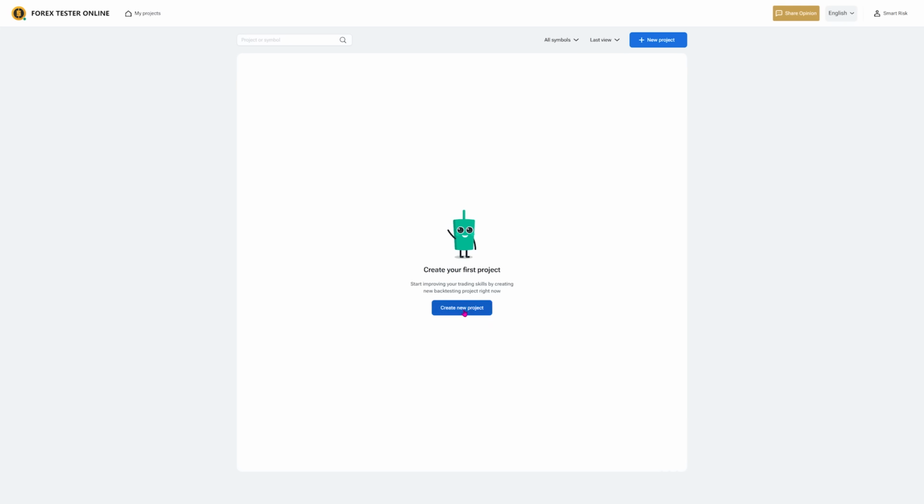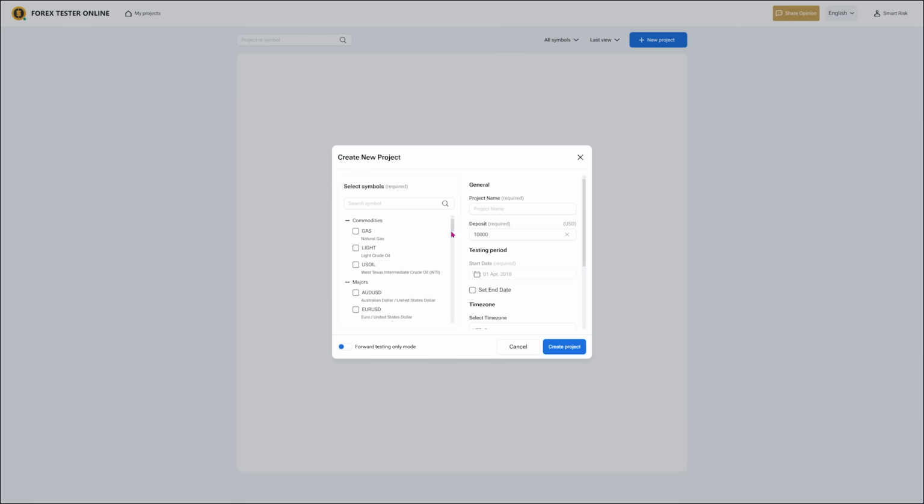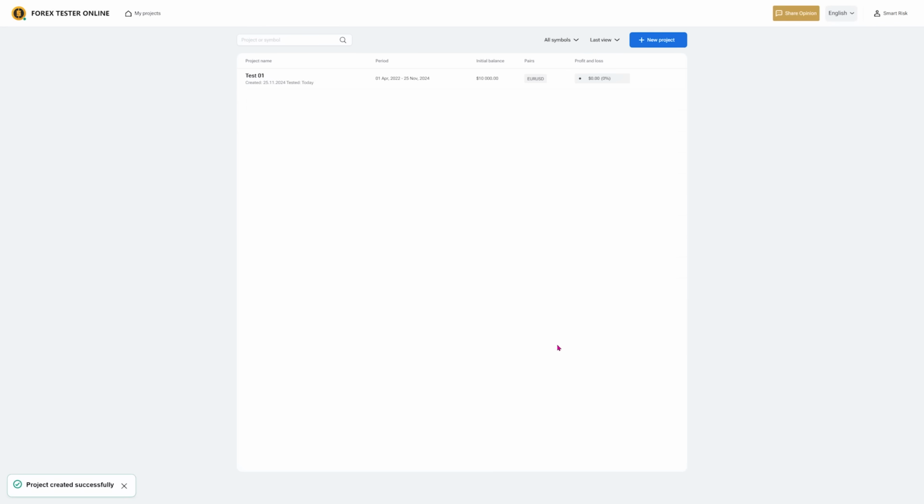We'll start by creating a new project. There are many assets to choose from for backtesting, but let's select the Euro-Dollar pair. Give our project a name and set the initial deposit to $10,000. We'll choose a recent date to start, then hit Create Project. Here's our project with $10,000.